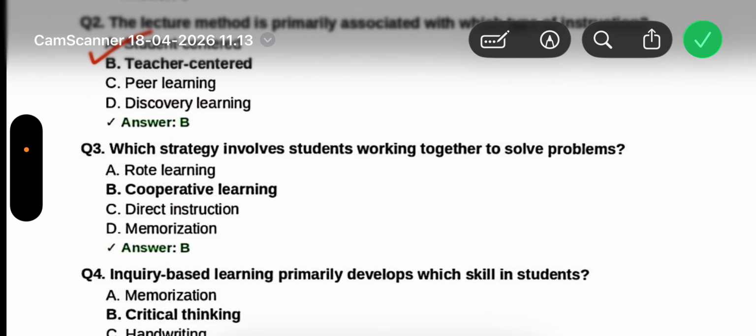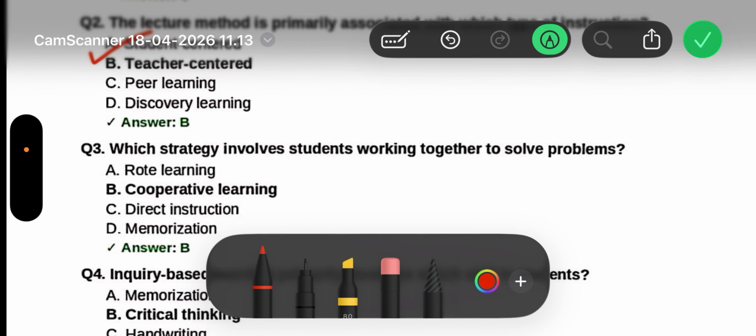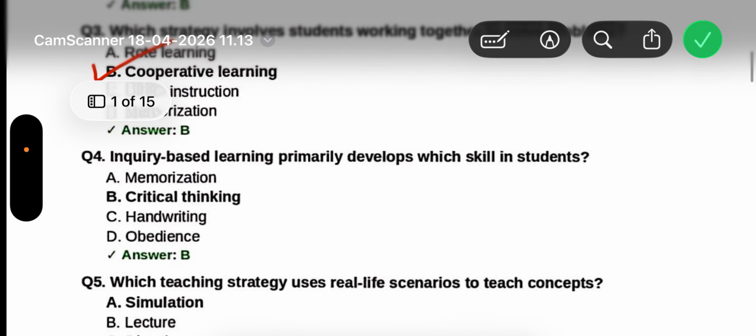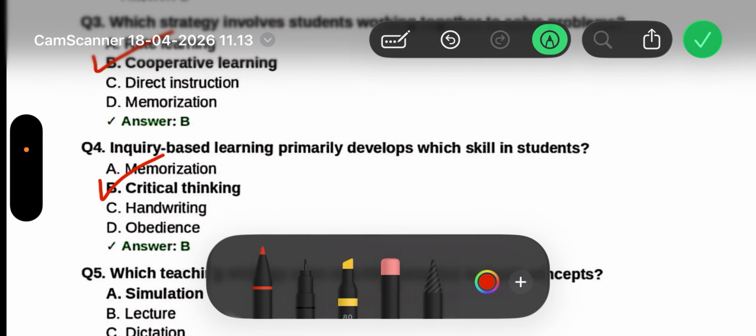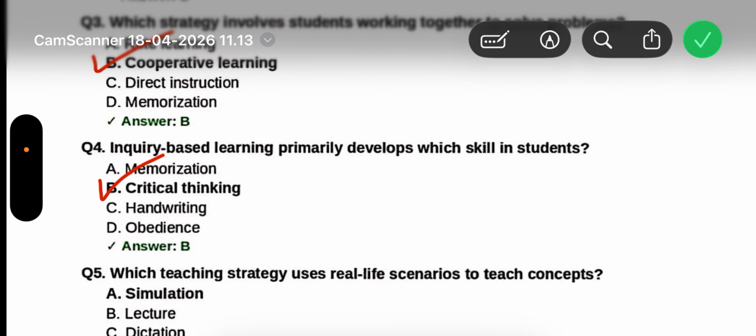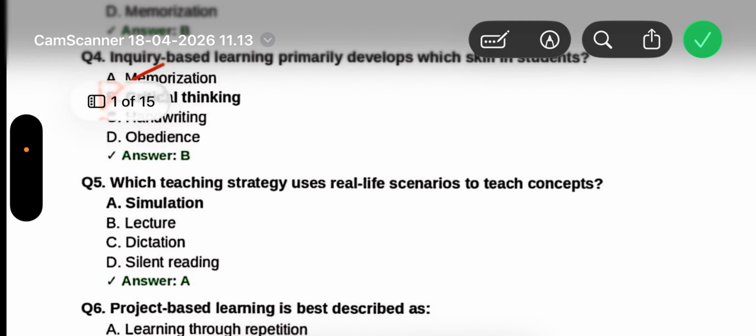Question number three, which strategy involves students working together to solve problems? Option B is correct. Cooperative learning involves students working together to solve problems. Question number 4. Inquiry-based learning primarily develops which skill in students? Inquiry-based learning develops critical thinking in students. Option B is correct.